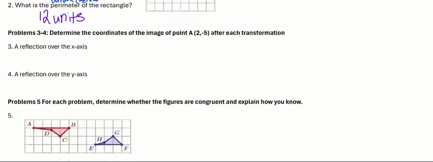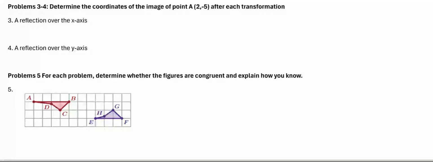All right, let's get into talking about the things we've been doing. This is also a little bit of review of what we did in sections 4 through 6. So it says determine the coordinates of an image point after each transformation. So remember, we wrote those generalized coordinates for x-axis reflection and y-axis reflection. So remember, x-axis was x, comma, opposite y. And then y-axis was opposite x, keep the y the same.